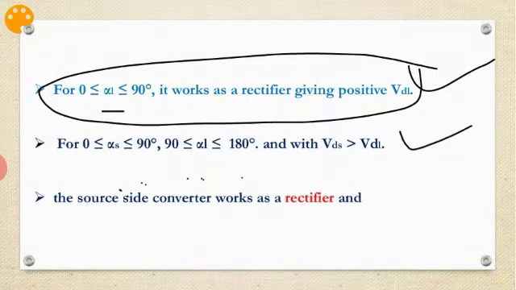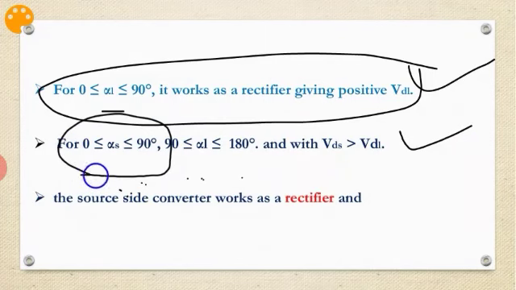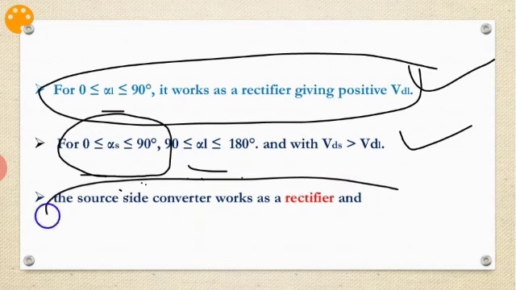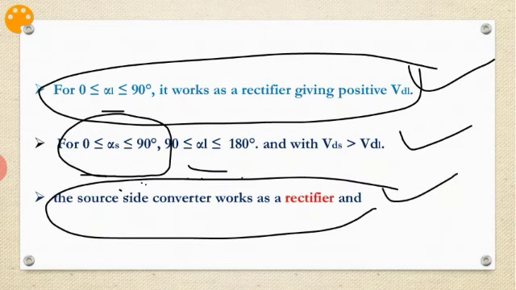If you look here, this is a controlled rectifier, am I right? The firing angle range is between 0 and 90 degrees, whereas this one is more than 90 degrees. Hence VDS will be greater than VDL, and the source side converter works as a rectifier. Here I conclude with one sentence.